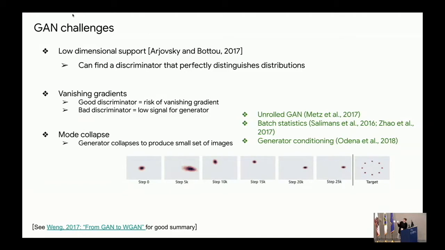So this unrolled GAN basically proposed that the generator actually take into account the discriminator's gradient. And so the unrolled refers to optimizing through both of the different objectives.